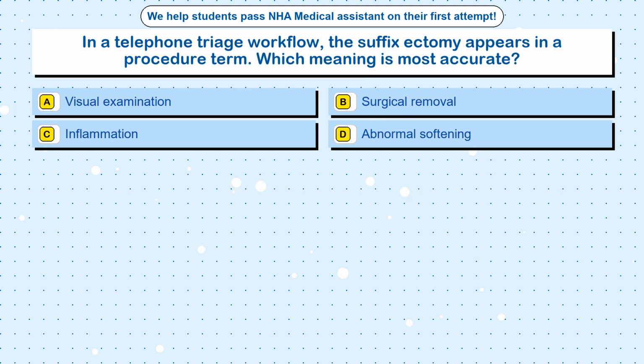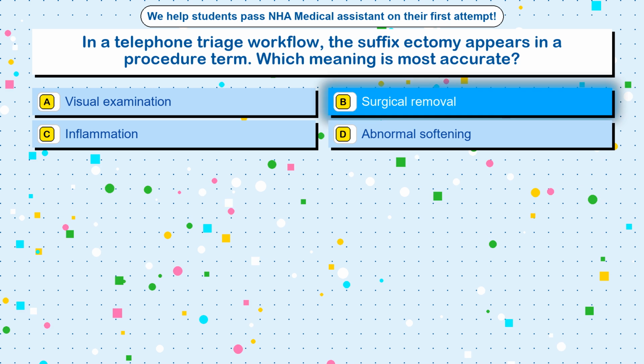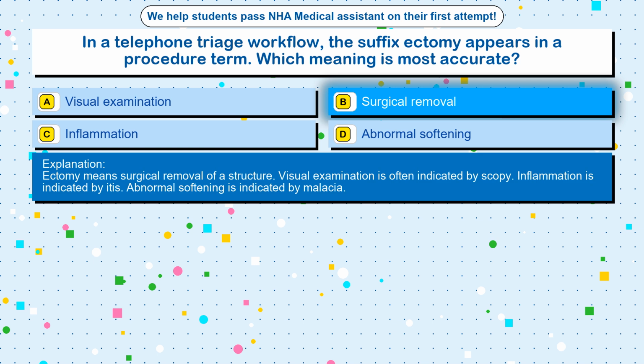Question 71. In a telephone triage workflow, the suffix ectomy appears in a procedure term. Which meaning is most accurate? Option A, visual examination. Option B, surgical removal. Option C, inflammation. Option D, abnormal softening. The correct answer is option B, surgical removal. Ectomy means surgical removal of a structure.